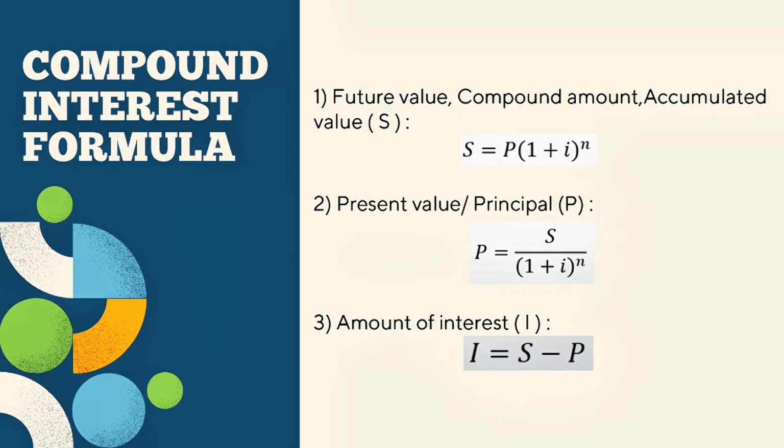So the formula when we search for the future value is S equals P open bracket 1 plus i, closed bracket, to the power of n. For the present value formula, P equals S divided by open bracket 1 plus i, closed bracket, to the power of n. And the amount of interest is I equals S minus P.